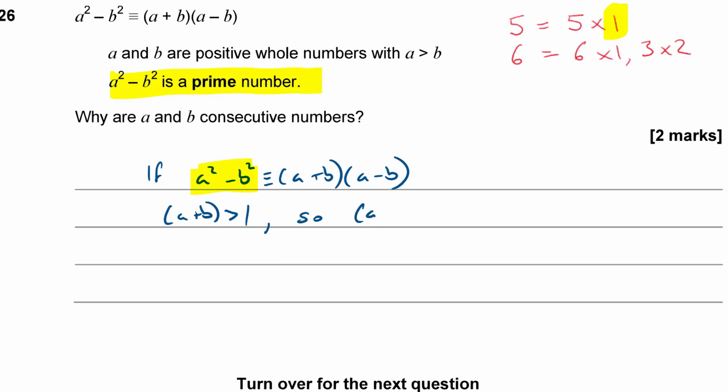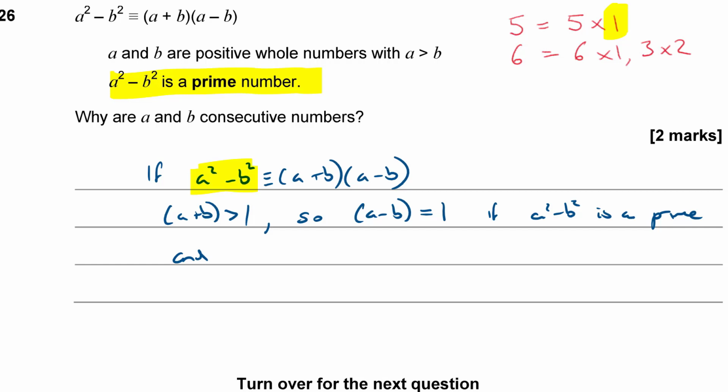So a minus b needs to be equal to 1 if a squared minus b squared is a prime, because if it's not 1, then we've got another factor pair, so the number can't be prime. So if a minus b is 1, that means that a and b must be consecutive.